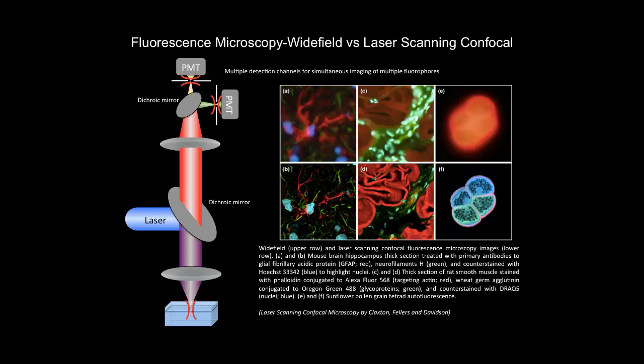So these images really show the difference in the high resolution that we get when we do this optical sectioning, when we look deeper in the tissue. These are all thick sections. This is brain, this is muscle, this is a sunflower pollen grain. So these structures are tagged with different fluorescent dyes. And so we can visualize them individually.